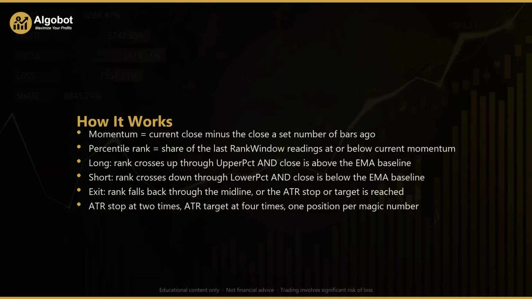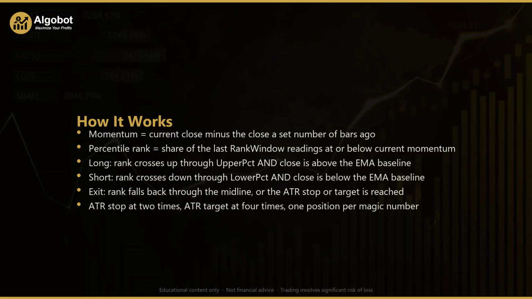The short side is a mirror image. The rank must freshly cross down through the lower band at 15%, and the close must sit below the EMA baseline. That combination describes an unusually strong downward push within a downtrend.